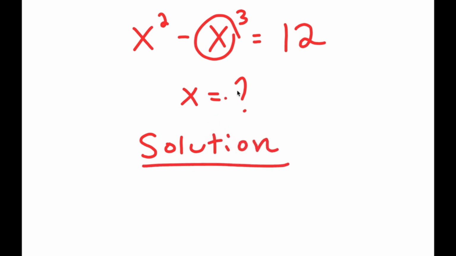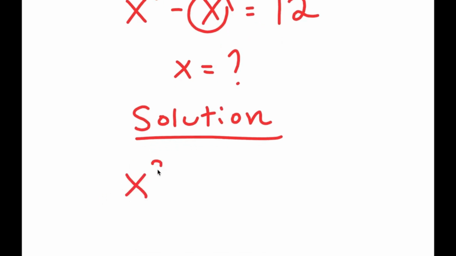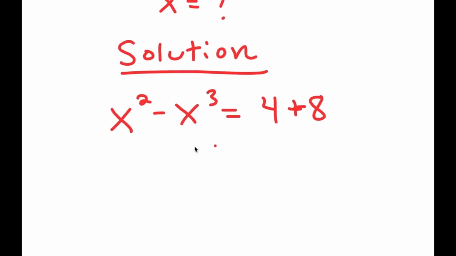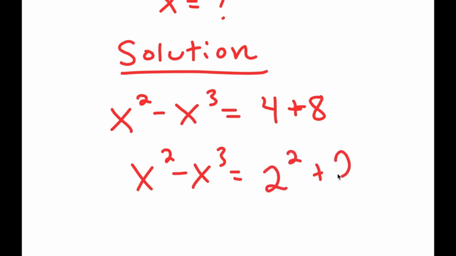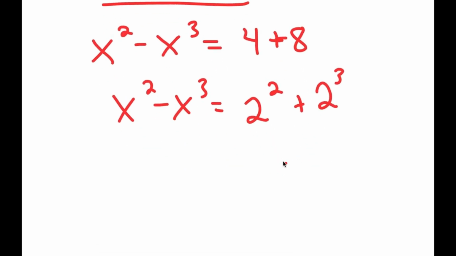And for my solution, I'm going to first start by rewriting 12 as 4 plus 8. So I get x squared minus x to the power of 3 is equal to 4 plus 8. And the reason I did that was because 4 is the same thing as 2 squared, and 8 is the same thing as 2 to the power of 3. So notice I have a number squared minus a number to the power of 3, and then I have a number squared plus that same number to the power of 3.